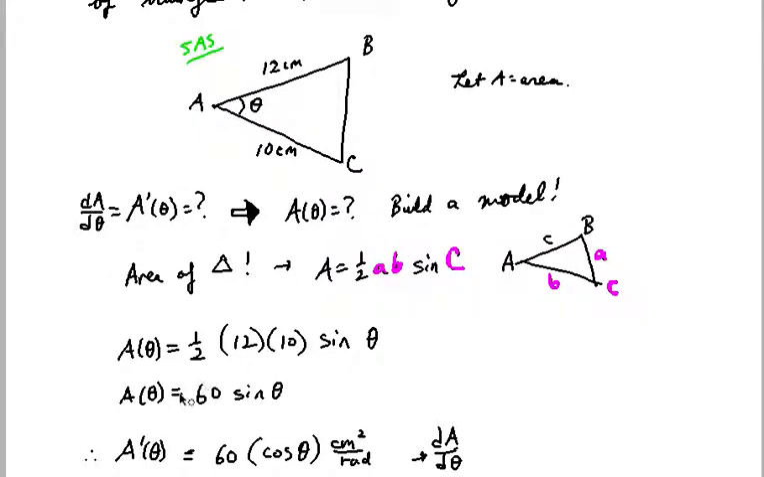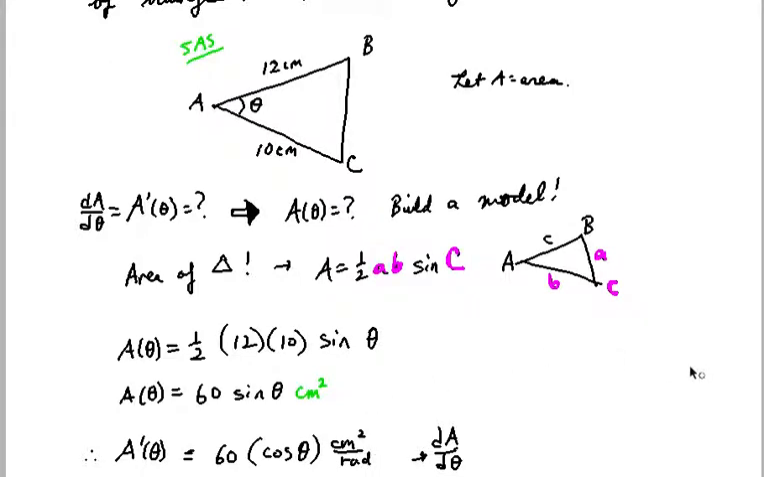Now this is going to be in what units? This will be in centimeters squared. Okay, A prime of theta will then be 60 cosine theta, right? Because this stays the same. The derivative of sine is cosine, so that just becomes cosine. And my units now become centimeters squared per radian.